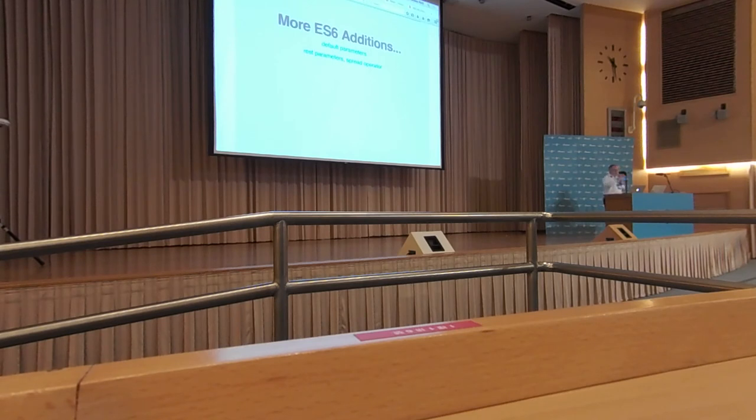Rest parameters, no more arguments object. You write dot, dot, dot, then R, or any name, at the last parameter position, and that's an array, a true array. The spread is the dual of rest. It spreads arrays out as positional parameters. For-of loop, like for-in, but iterates. Iterators, inspired by Python, cleaned up protocol, no exceptions for it. Generators, easiest way to write an iterator is a generator function. Function star, and it contains yield.